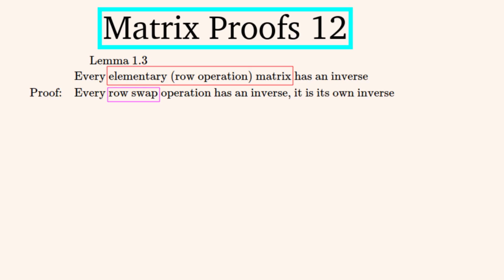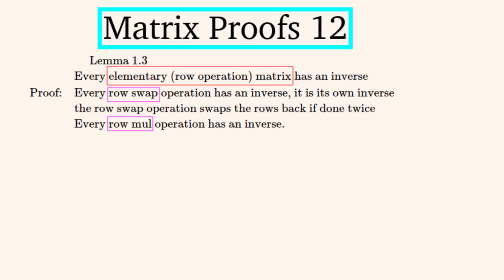So now to start this proof, we'll prove that each of the 3 sorts of row operation matrices has an inverse. It suffices to show it true for the actual operation, so as to show it to be true for the row operation matrix. We'll start with the row swap operation. Every row swap operation has an inverse, and it is its own inverse, because it will swap the 2 rows back to where they started if it's done twice. I guess that's pretty obvious.